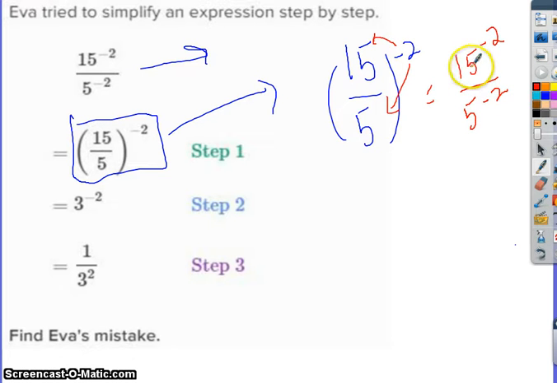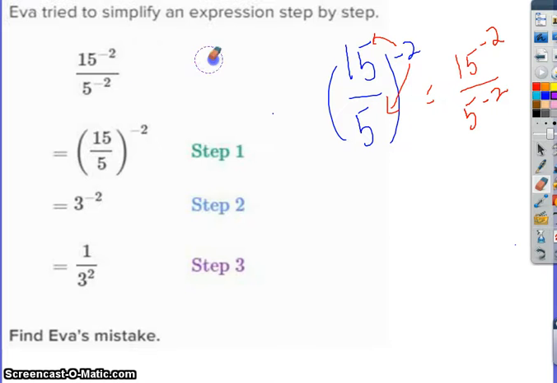And let's look. Is it true to say that 15 to the negative 2 divided by 5 to the negative 2, this, is equal to this? Yes, it is. So this is a legal step, and the reason why is because of the distributive property, if you like calling it that. You could also say because you're multiplying, so you distribute this negative 2 both to here and to here. So yes, this is legal, check mark, by the distributive property, which is rule 3.